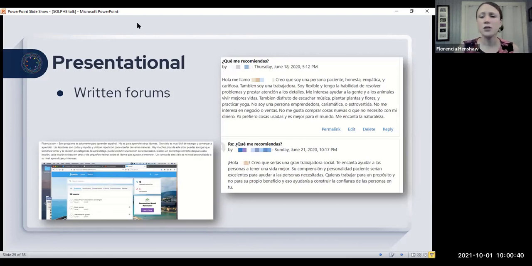So examples of the written forums, and the first one with professional traits and skills. They had to write a post where they just said what they are like and what skills they have.